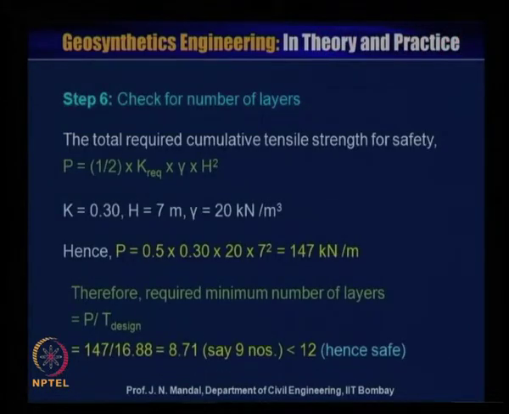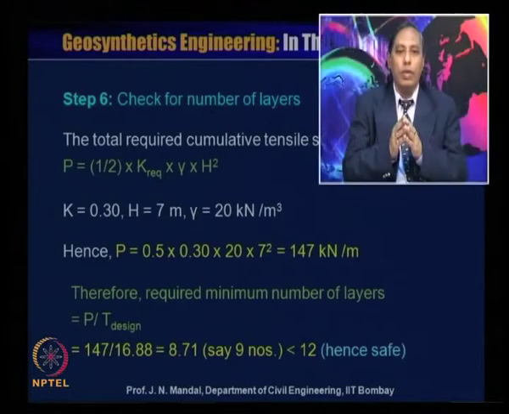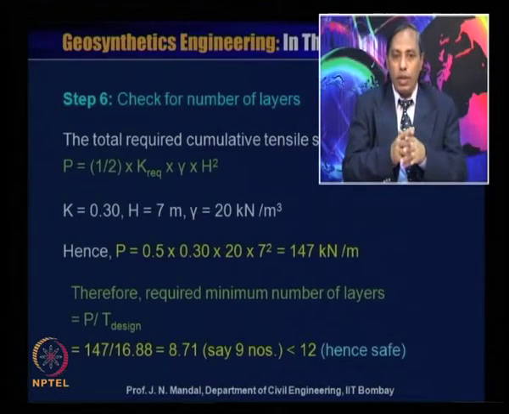Now step 6, you have to check for the number of layers. The total required cumulative tensile strength for safety, P, is equal to half K required into gamma into H square. The K value is known, 0.30, which we have determined from the design chart. H is 7 meter and gamma is 20 kilonewton per meter cube, as given. So P will be equal to 0.5 into K required 0.30 into gamma 20 into H, 7 square. It will give P equal to 147 kilonewton per meter.